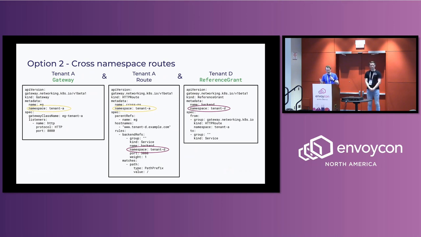In this case, this is related to the left-hand side of that diagram before. We have a tenant A gateway in this case. We have a tenant A route, but that route references a tenant D backend. And then tenant D needs to create a reference grant in their namespace in order for this to work. Otherwise, the traffic will not get routed there. So what we're seeing is a model where, in both cases, Envoy Gateway has this built in. It's a handshake mechanism where to get cross namespace traffic, you need some resource to be created in each namespace. So we have inbuilt protection against malicious cross namespace routes in Gateway API and, by extension, any implementation.